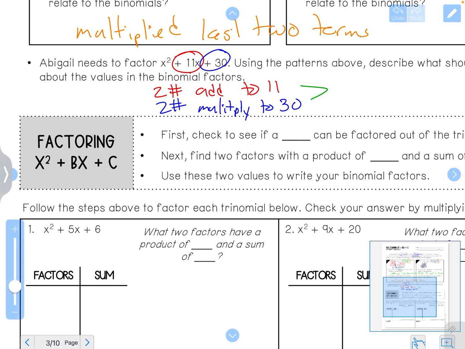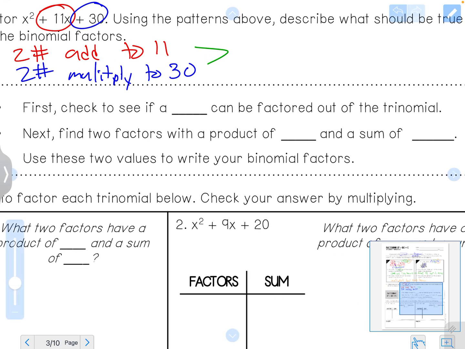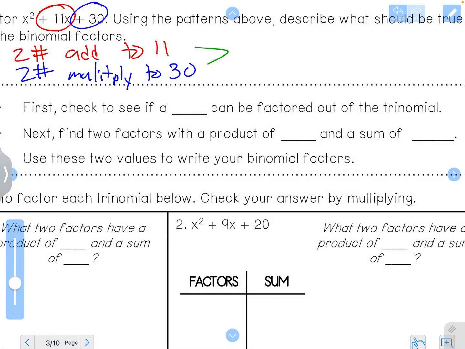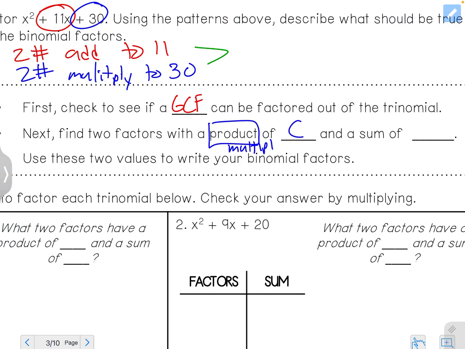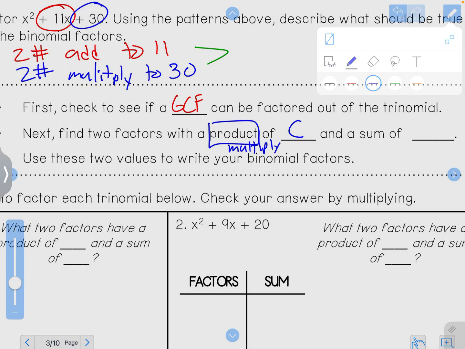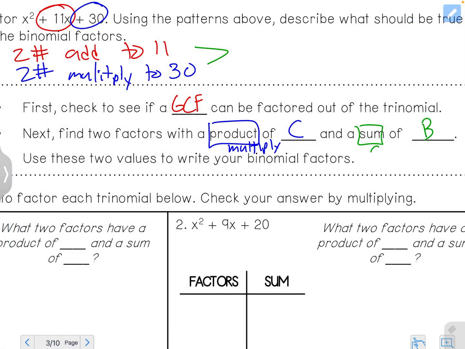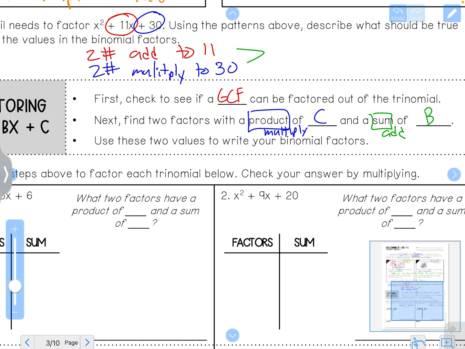So our steps for factoring. The first thing we're going to do is we're going to see if we can factor out a GCF. If we cannot factor out a GCF, we're going to find the product, which means multiply, of C, and then the sum, which means add, of B. And then we're going to use those 2 numbers to write our factors.